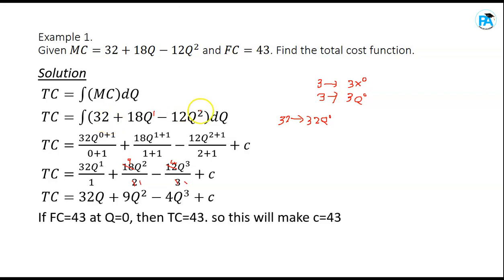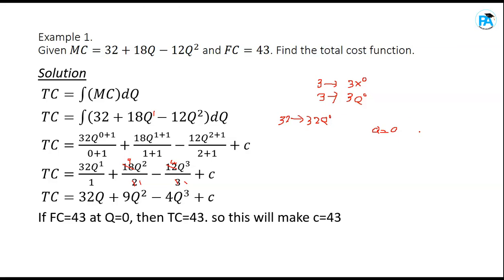Now it's important you also know that when a firm produces nothing, let's say q is equal to 0, and the firm has already incurred a fixed cost. Let's say fixed cost was 100. You've incurred a fixed cost of 100 and you've produced nothing. There is no variable cost and quantity is 0. You should know that at the end of that period, your fixed cost will be equal to total cost. That's total cost is equal to fixed cost.